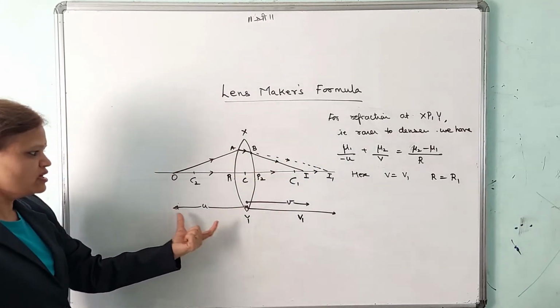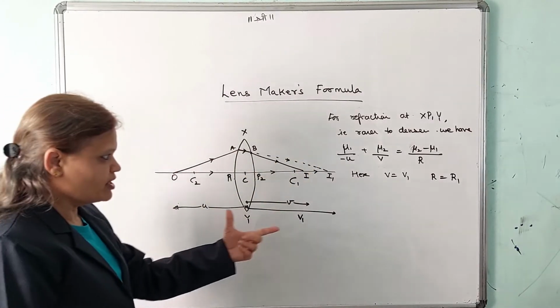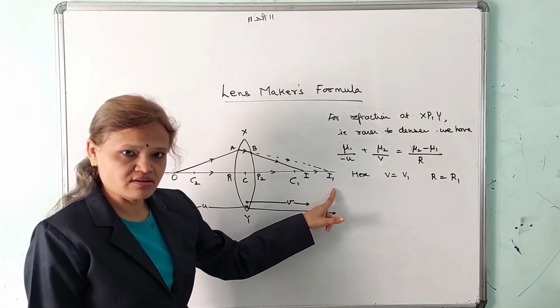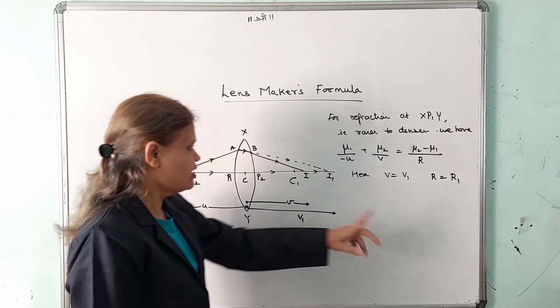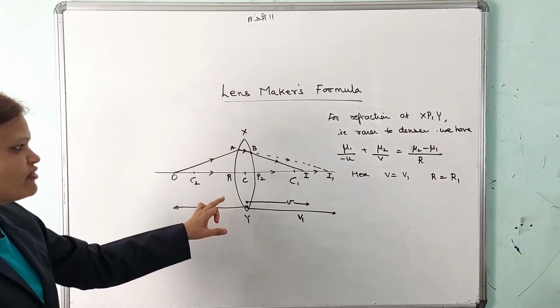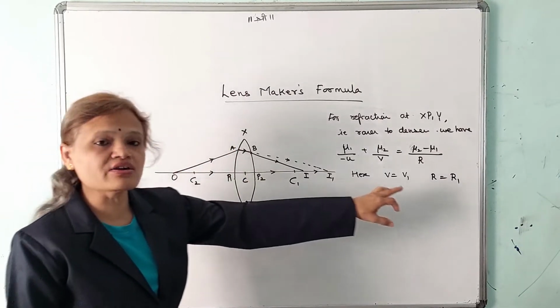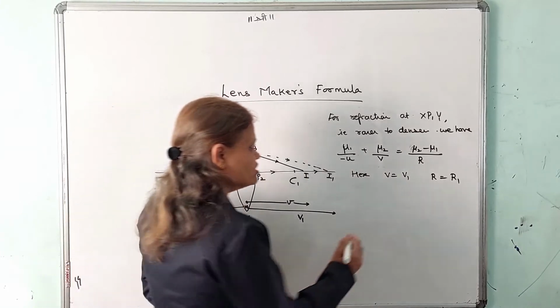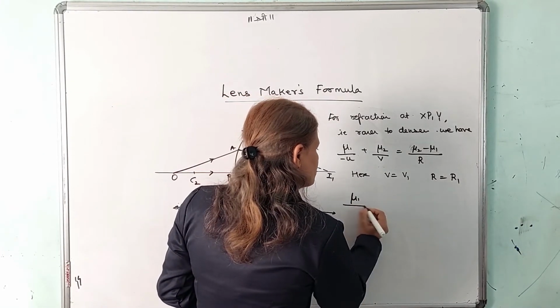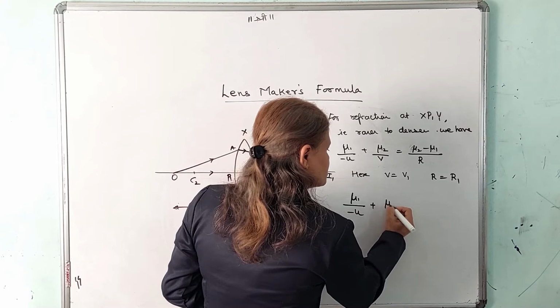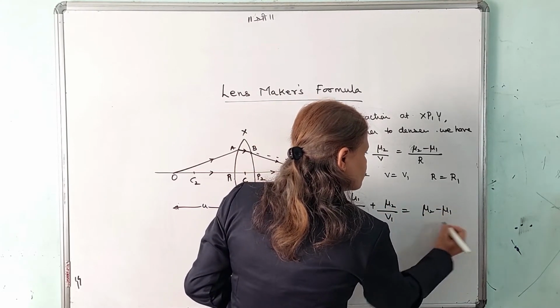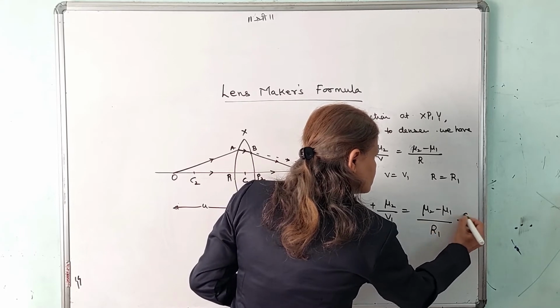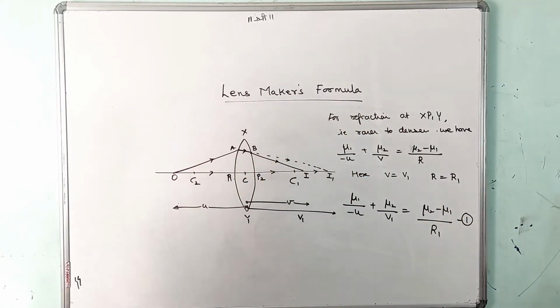Here you can see that the object distance is u, but the image is formed at I1, so the image distance is v1. So v is v1 here. And here we are considering XP1Y having radius of curvature R1, so r is R1. So I write this formula: mu1 by minus u plus mu2 by v1 equals mu2 minus mu1 by R1, as equation 1.